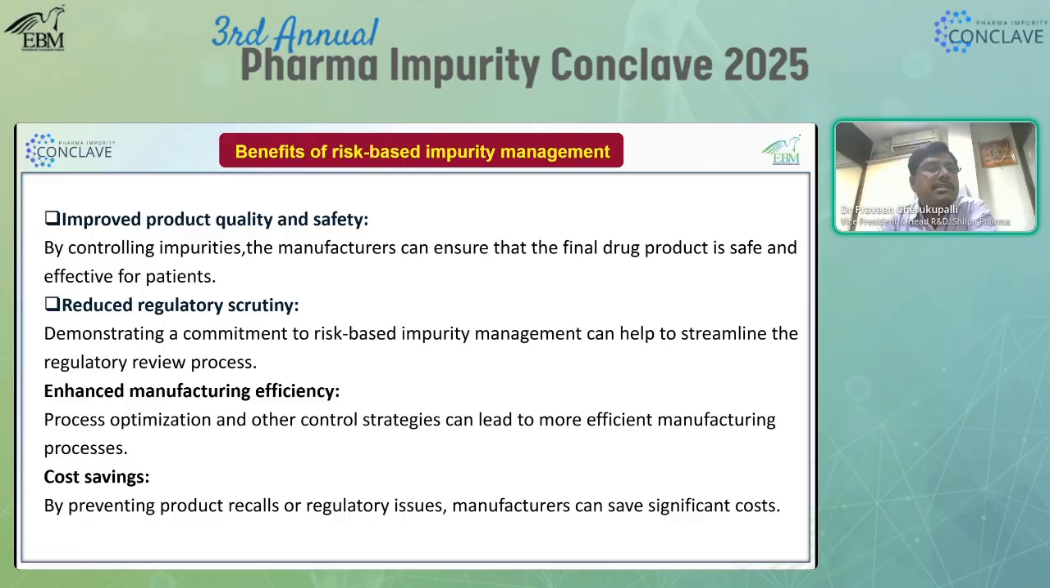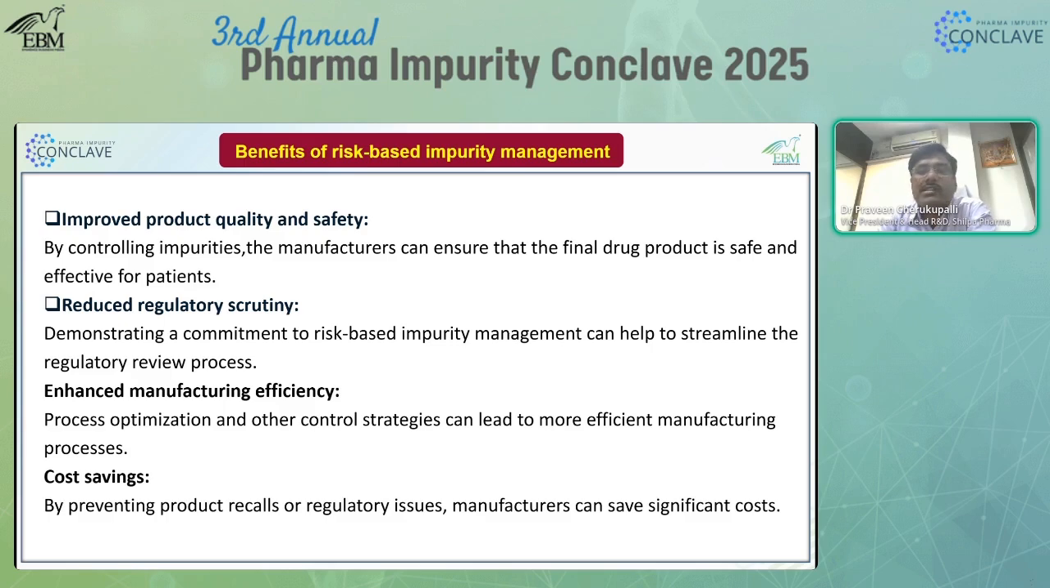During the risk assessment, you will give a complete control strategy for all the possible impurities, process-related impurities and degradation impurities, and so effectively demonstrate control over the impurities. This will minimize the regulatory scrutiny and ease your regulatory approvals.